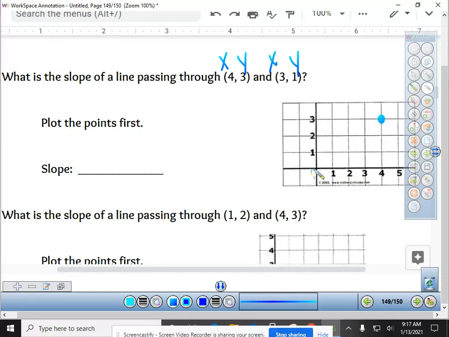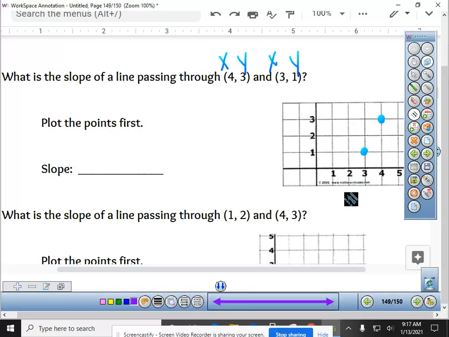And then we're gonna plot (3, 1). So which way do we go? To the right 3, and then up 1. And then take your ruler or your ID, whatever you chose to use, and connect the dots.